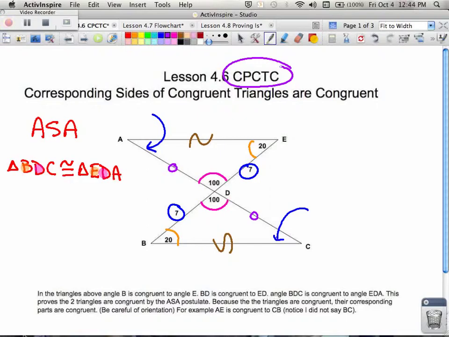And then after you've shown that, you can then say what you might want to say. Like, for example, I could say side DC is congruent to side DA because they are corresponding parts of congruent triangles, hence they are congruent. Or in other words, CPCTC.